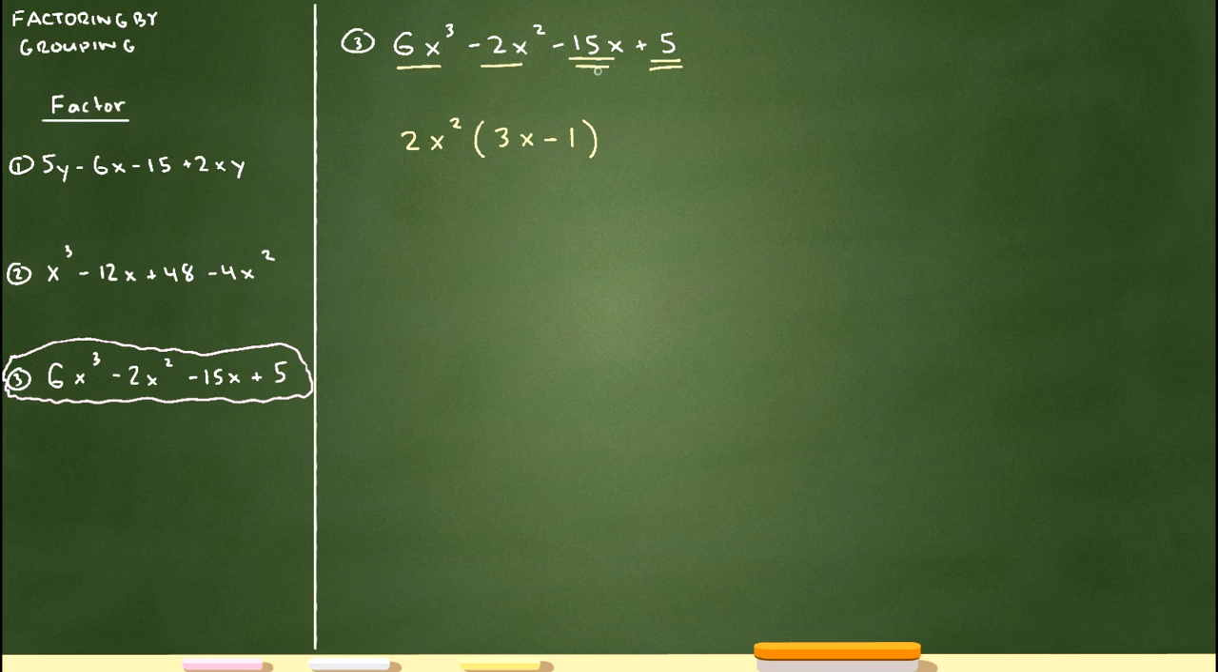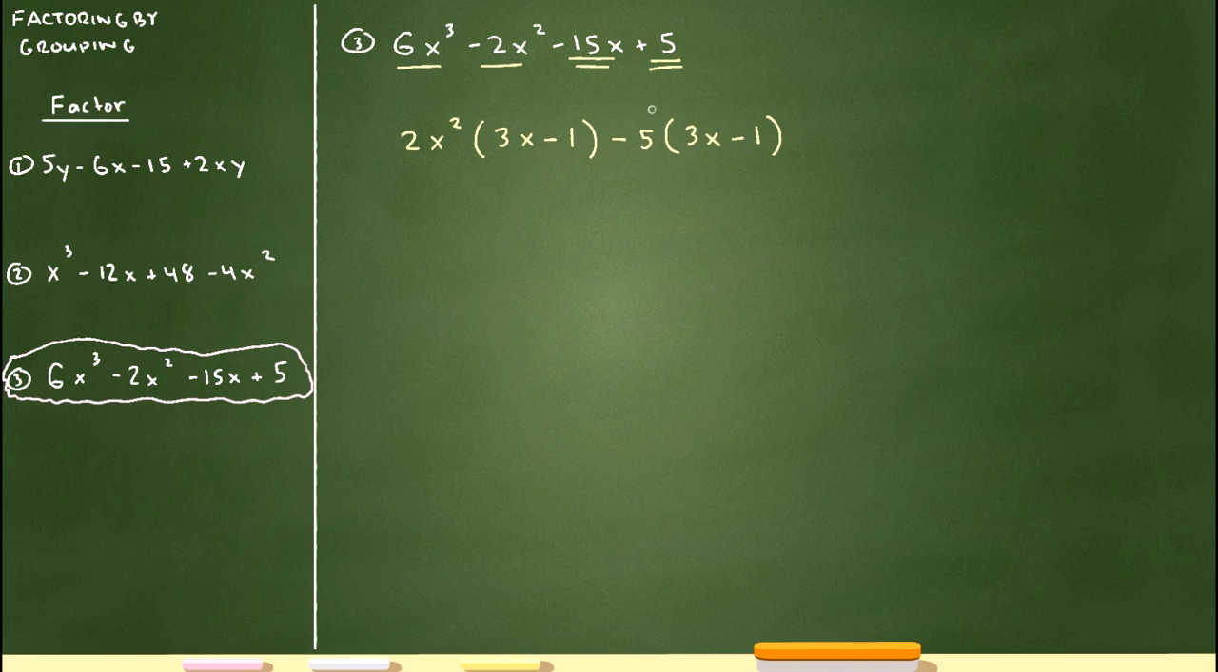Okay, and for the second grouping here, I know that I want a 3x minus 1 inside the parentheses over here. So instead of factoring out a positive 5, I'm going to factor out a negative 5, open up the parentheses, and what's remaining? It'd be 3x, and then negative 5 times what gives me positive 5? Well, that's negative 1. Okay, so I ended up with 3x minus 1 in parentheses here as well.